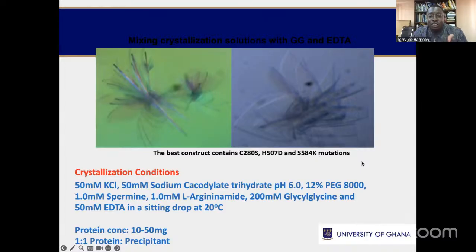Again, because of the nature of the crystals, in terms of structure determination, there were various challenges, and molecular replacement will not work. It doesn't matter what we did, we did virtually everything. Heavy metal soaks wouldn't work. I mean, every classical way of phasing, we tried it.